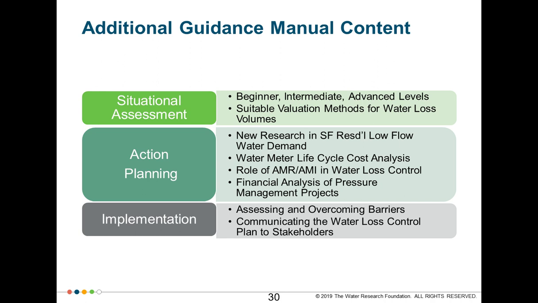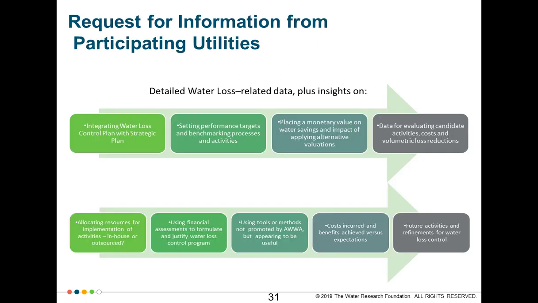Highlights of the core chapters of the guidance manual are the cohort-based criteria and approach to situational assessment, detailed action planning for apparent loss-related activities, financial analysis of pressure management projects where appropriate for reducing real losses, and implementation strategies for overcoming organizational barriers and communicating the water loss control plan.